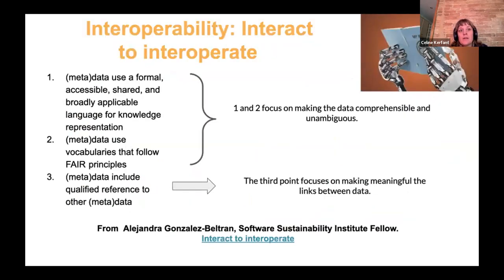So the interoperability concept was defined by Wilkinson in 2016, according to these 3 points. First one is data and metadata use a formal, accessible, shared, broadly applicable language for knowledge representation. Second point is data and metadata use vocabularies that follow the FAIR principles. And the third point is data and metadata include qualified references to other data and metadata. So as Dr. Gonzalez Beltran pointed out, the first 2 points focus on making the data unambiguous and comprehensible, while the third focuses more on the interoperability of data and metadata.